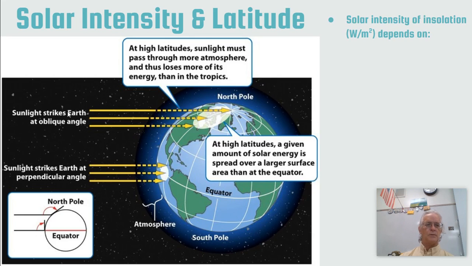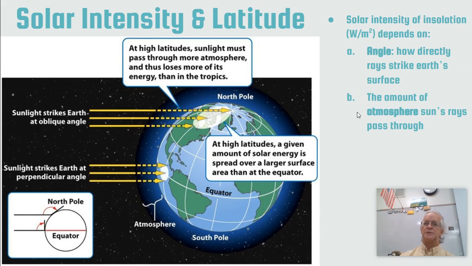As you can see here, this is equally spaced. However, sunlight that strikes at the equator is in a concentrated area, whereas the same amount of energy heating up here is over a larger area. Therefore, they each have the same amount of watts right here, but when it's over a square meter, it's spread out more. So the solar intensity of insolation depends on the angle. The higher the angle up here towards 90 degrees, the more area it's going to be spread over, whereas at the equator it's very concentrated.